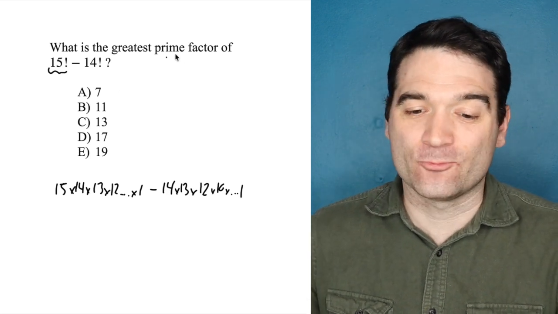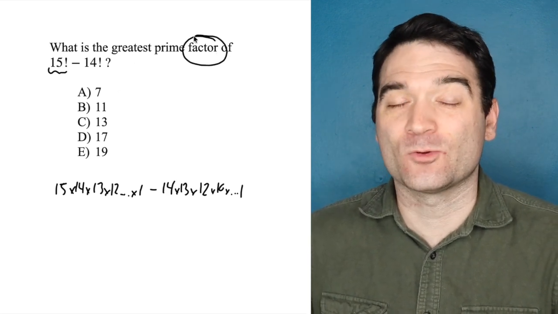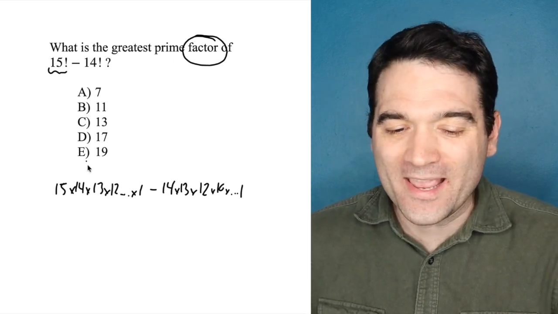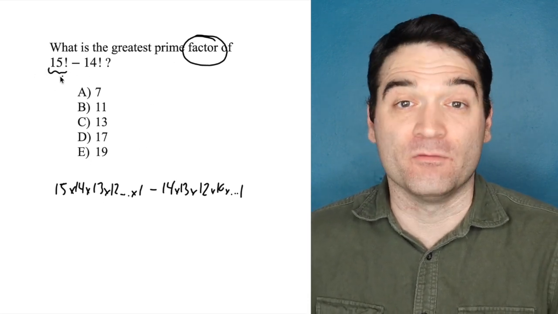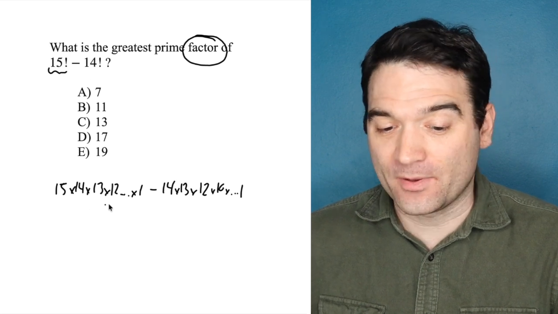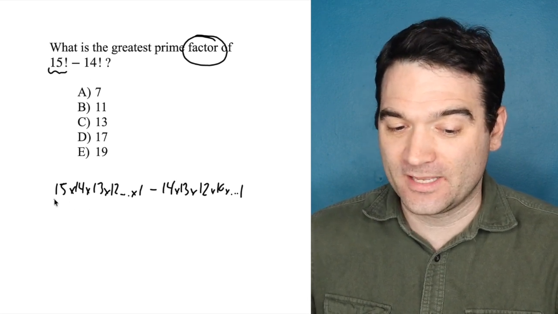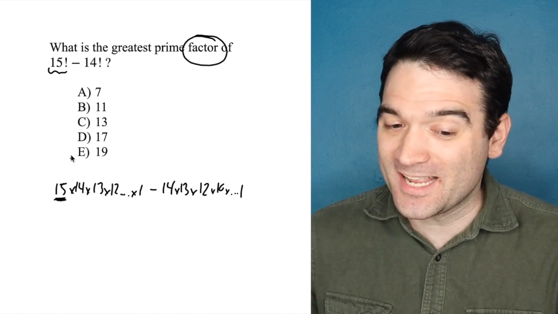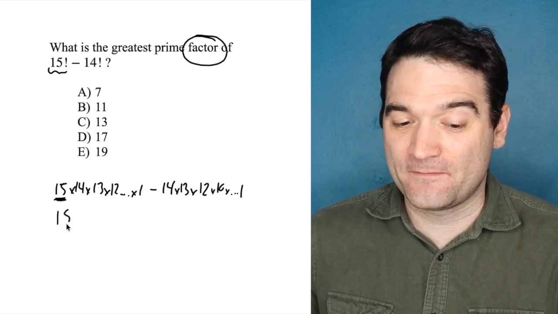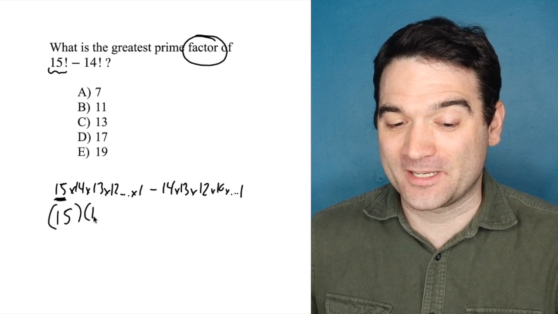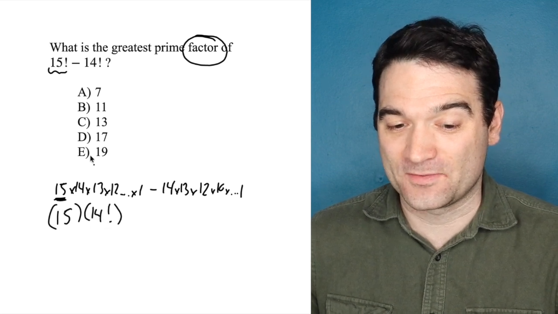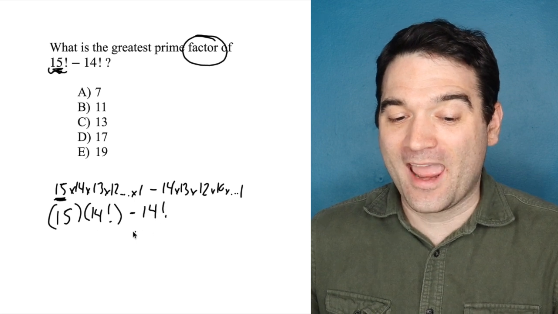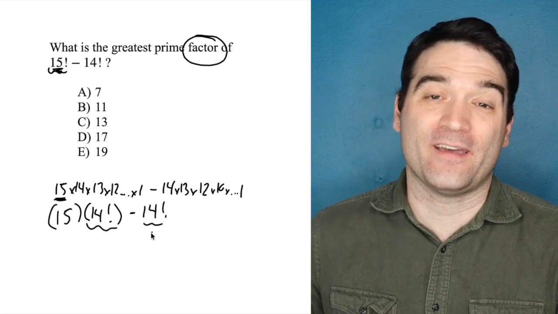Well, the hint really is in the question here. It's the word factor. Because in order to do anything, we are going to have to factor it. What can we factor out of both of these? Well, if we look at both of these numbers, they are identical, except for this part. This one just has a 15 multiplied by it. So in a sense, you could really say that this is 15 times 14 factorial, right? This first one right here, minus 14 factorial. And that allows me to factor out 14 factorial from both of them.